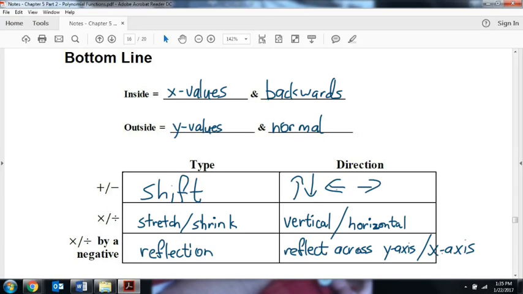If it's inside, it affects x values. So if you're affecting x values, you're going left and right, which means you're going over the y-axis. So if it's inside the parentheses, it affects x, but it's going across the y-axis. If it is outside the parentheses, it affects the y values, so it's going up and down. So a negative on the outside goes across the x-axis. Yes, it affects the y values, but it goes across the x-axis. All right, that's our quick review.